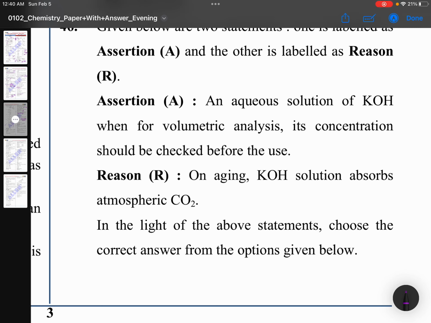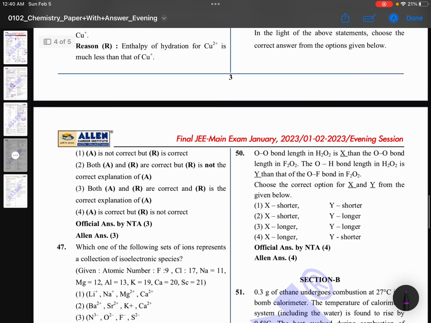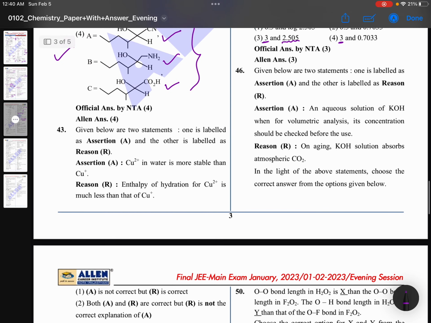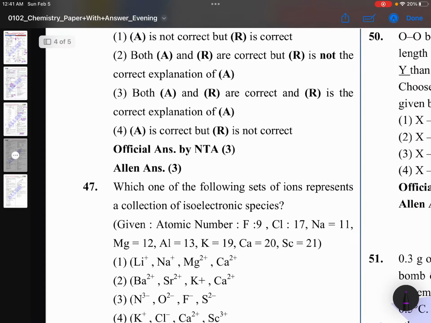An aqueous solution of KOH, when used for volumetric analysis, its concentration should be checked before use. On aging, KOH solution absorbs atmospheric CO2. Okay, same again. How many questions will they ask you, man? Third option: both A and R are correct and R is the correct explanation. Correct only, but this is again practical chemistry. Two questions. Kids, if practicals are not happening properly in your college, ask them to do the practicals at the right time and intervals. Practicals play a very important role.